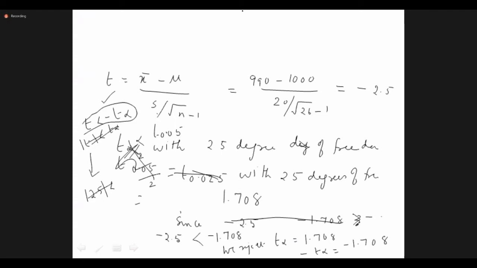Okay. We'll go for the next problem. Now left tail test is over. Right tail test also you can go for the same way. I am not going for that. Next, I am writing the next problem.